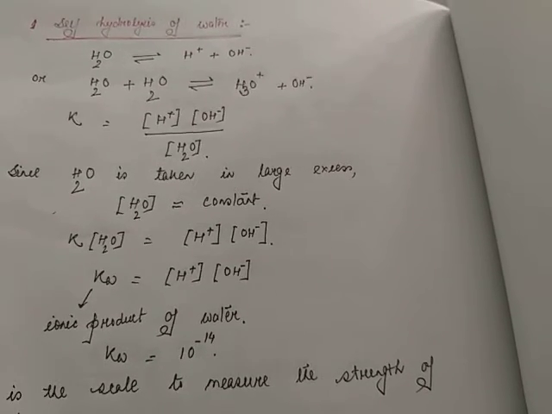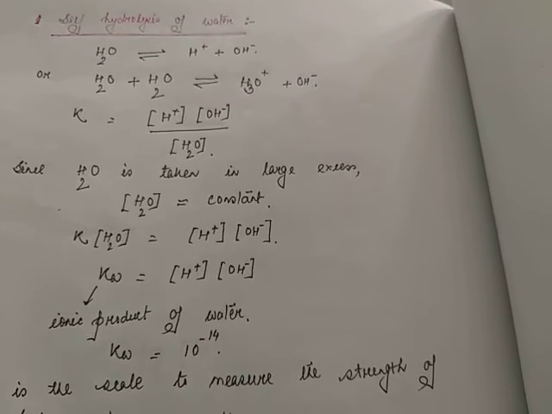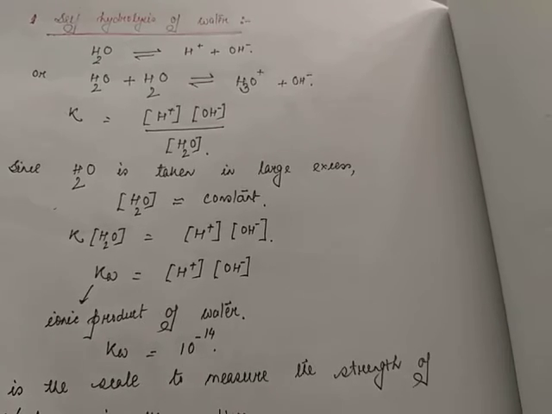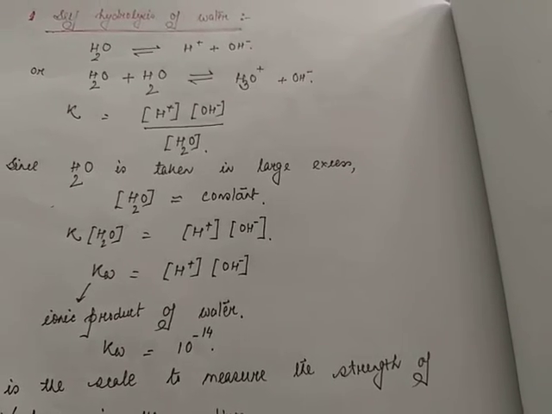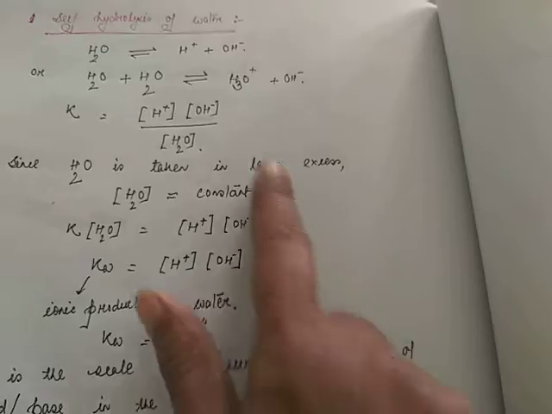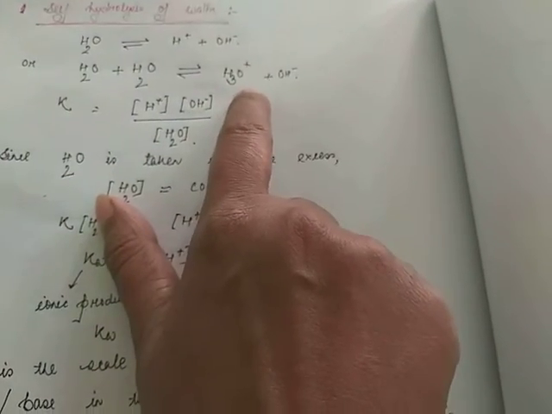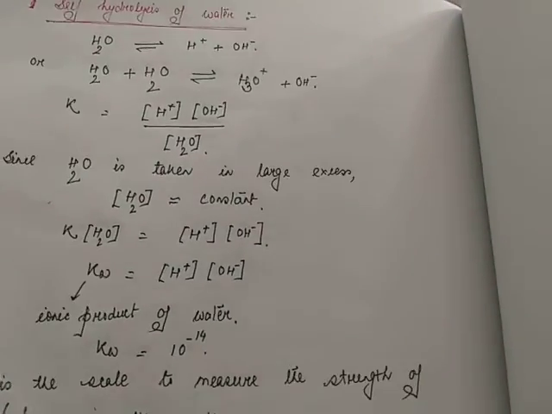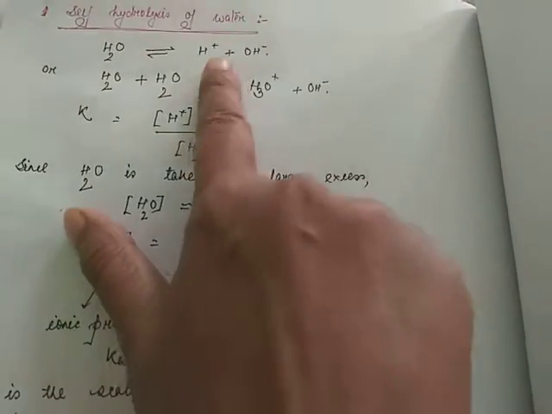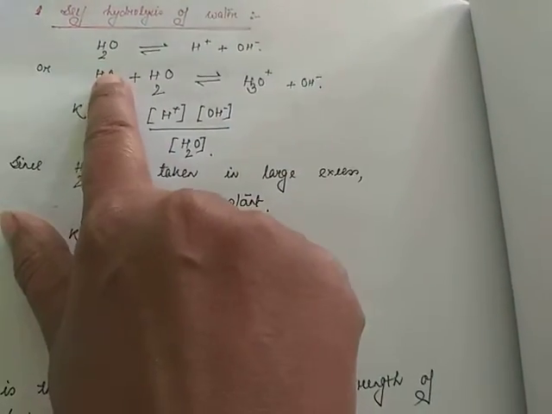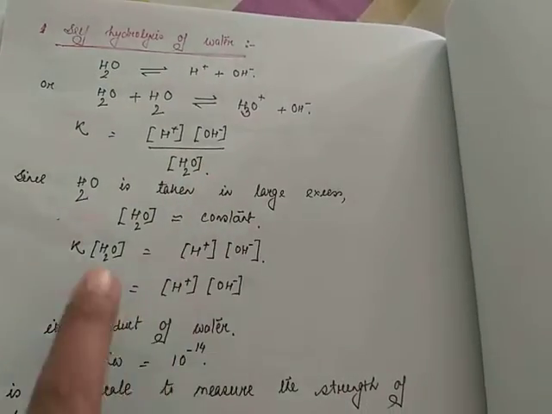This H plus so formed is actually hydrated or solvated with other water molecules and hence practically exists as hydronium ion or H3O plus. So the equilibrium constant for this is H plus, OH minus divided by concentration of water.